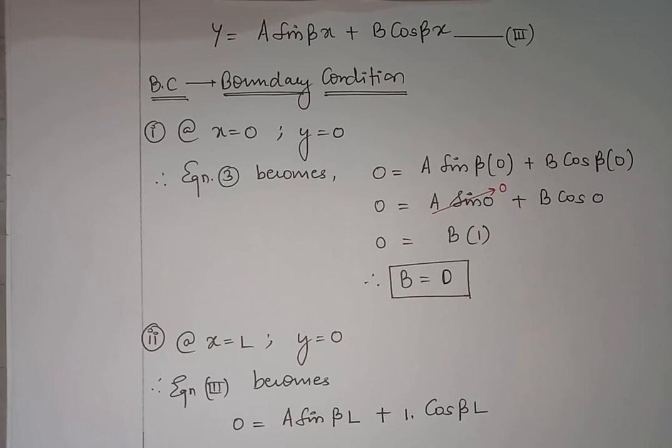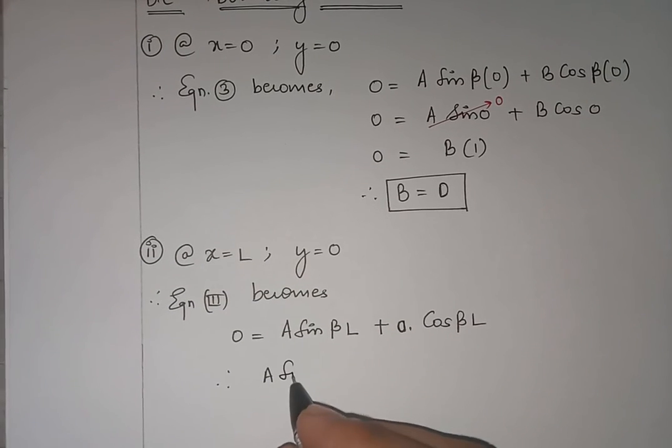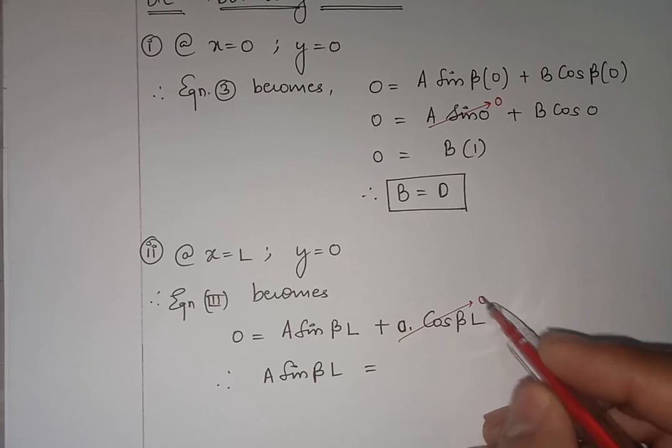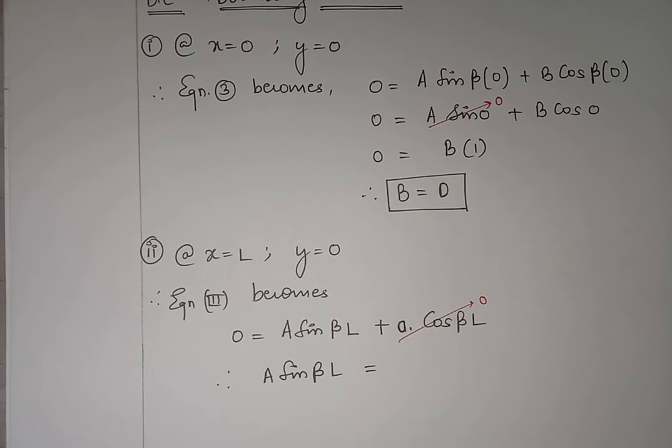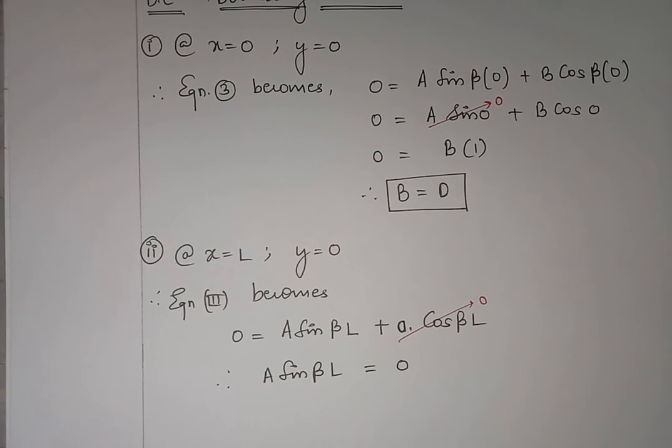Please don't commit such silly mistakes, because b into 1 is b, and on the other side it is 0. So B value is 0, and 0 multiplied by anything is 0. So therefore a sine beta into L, 0 into anything is 0. I'll just mark this as 0. This will become 0. After that, you'll be getting this side as 0 as well.